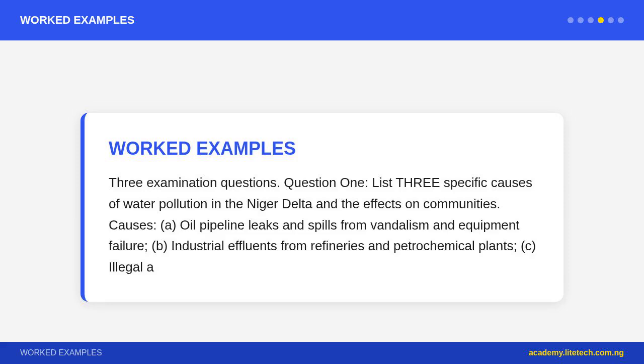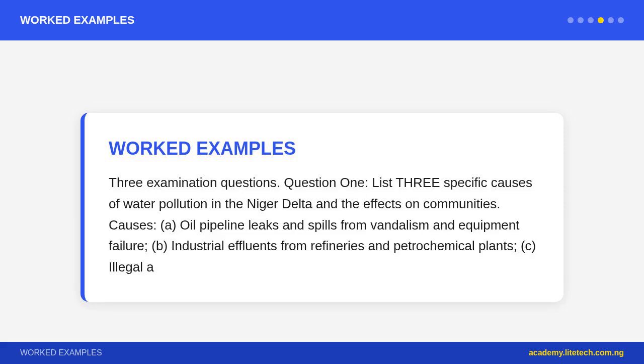3 examination questions. Question 1. List 3 specific causes of water pollution in the Niger Delta and the effects on communities. Causes: A. Oil pipeline leaks and spills from vandalism and equipment failure. B. Industrial effluents from refineries and petrochemical plants. C. Illegal artisanal refining, local crude oil processing that produces toxic waste.